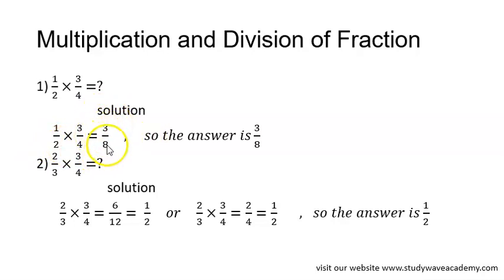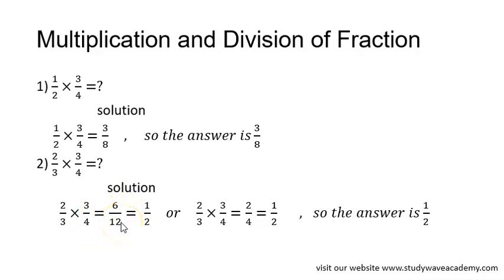We can't divide it because this is the simplest form. No number can divide 3 and also divide 8. Okay, do we understand that? Very good. Here we have 2/3 times 3/4. We have to multiply the numerators first before the denominators. So we say 2 times 3, 3 times 4, which equals 6/12.